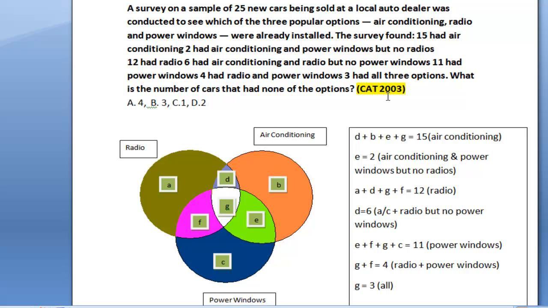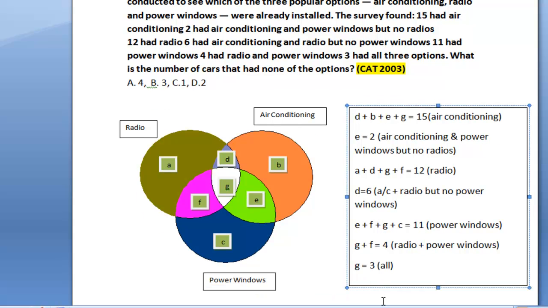What I've been asked is, what is the number of cars that had none of these options? So I need to find out from the total 25 how many of them do not actually fall into this. So I need to simply find out the value of A plus, let me write it down here so that you can understand it. It is A plus B plus C plus D plus E plus F plus G.